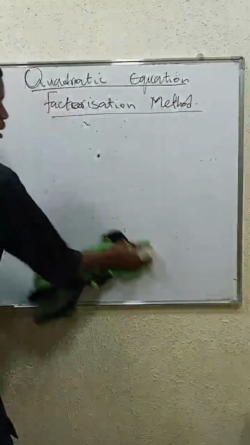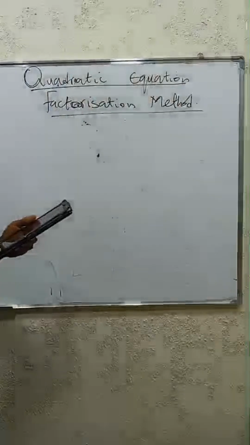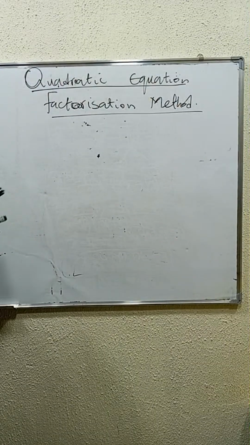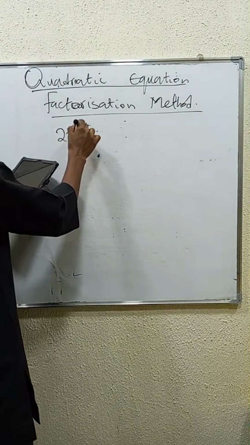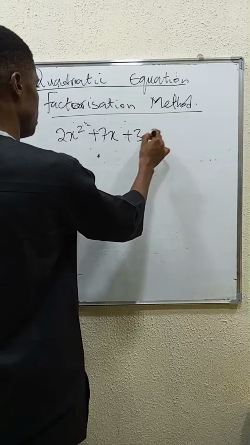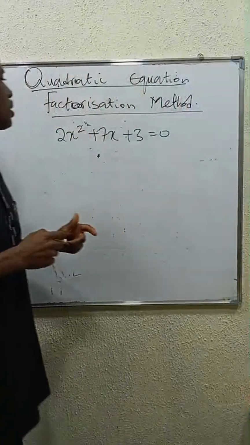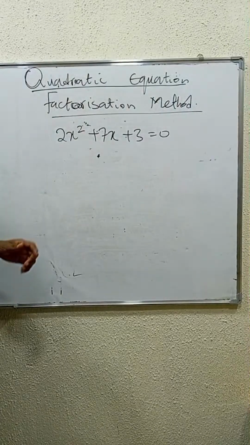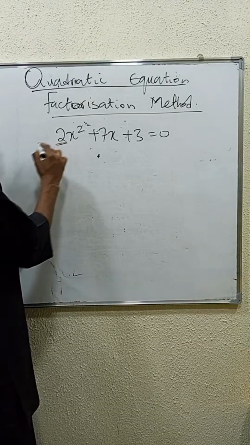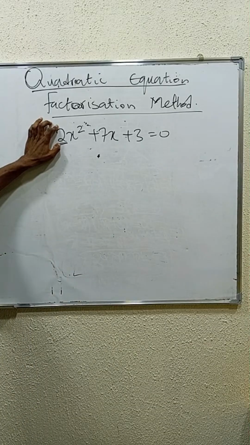Okay, that's it. So let's look at a situation where we have the leading coefficient to be more than 1. The first question is 2x squared plus 7x plus 3 is 0. That's the first question we look at. First thing you do is that you look here, we have a problem. The problem is that we have the leading coefficient to be 2.